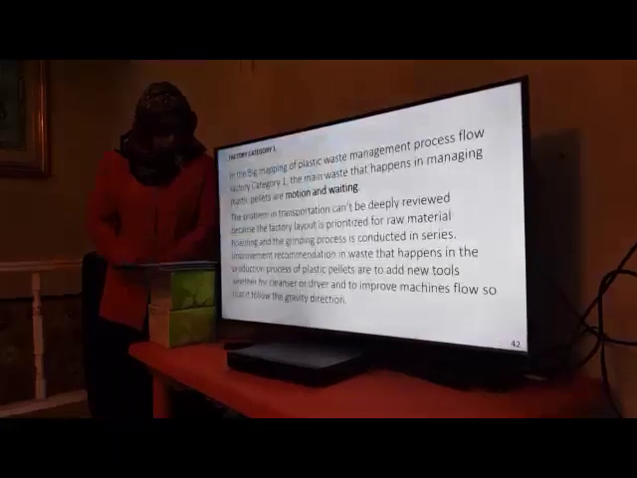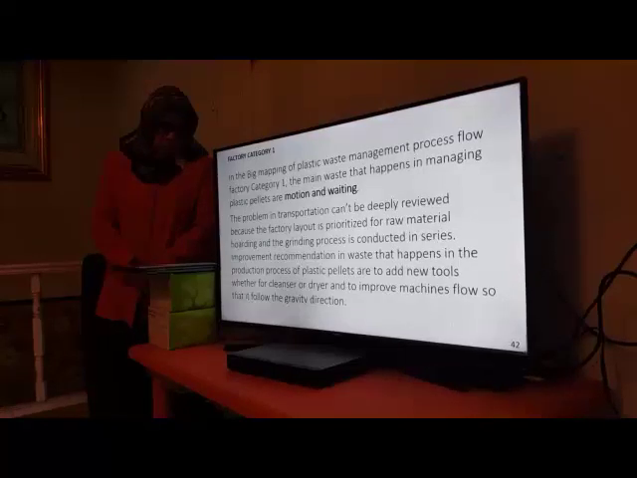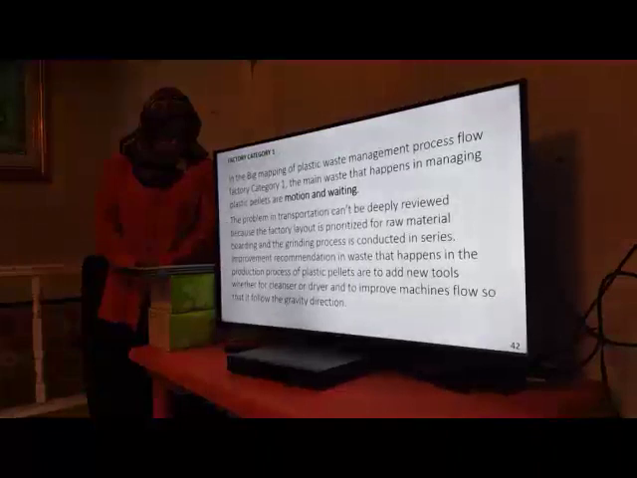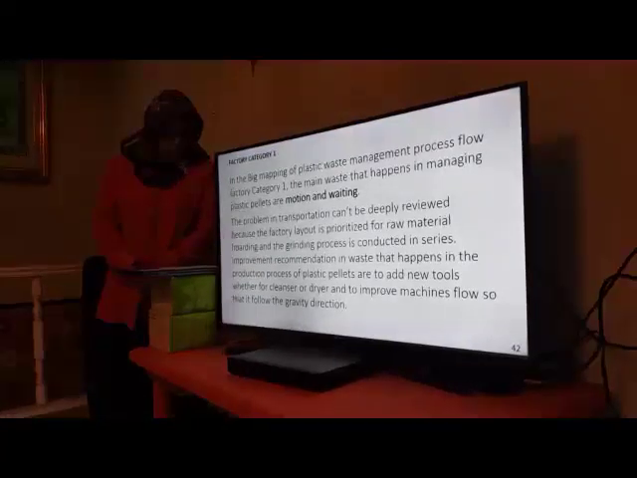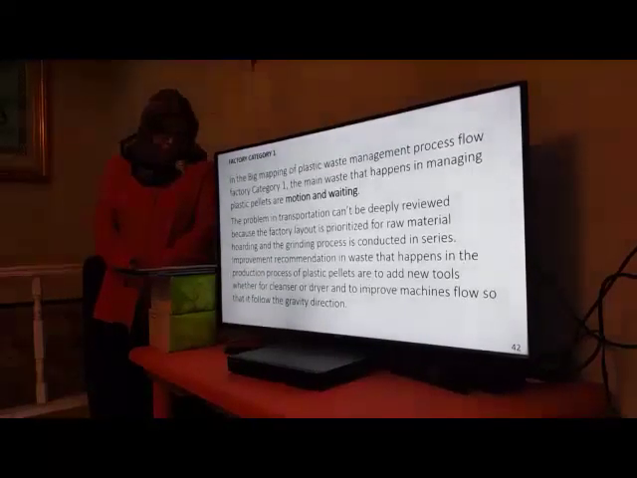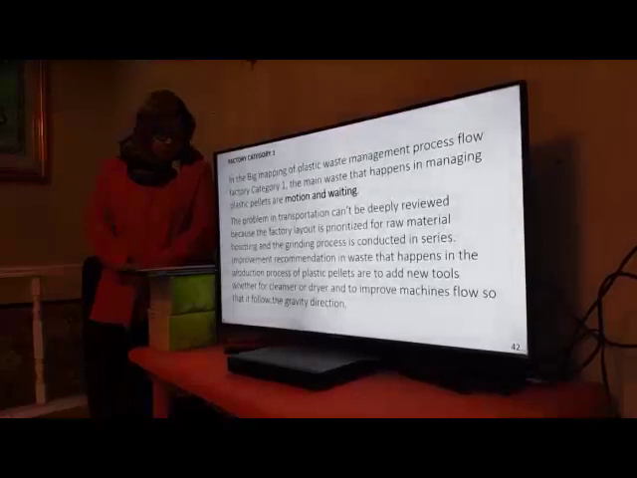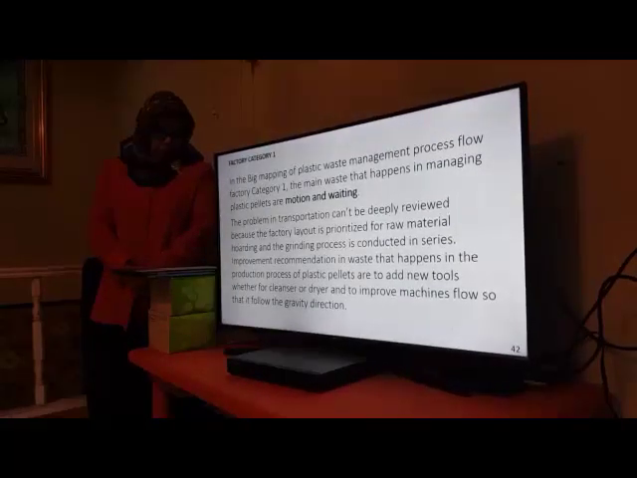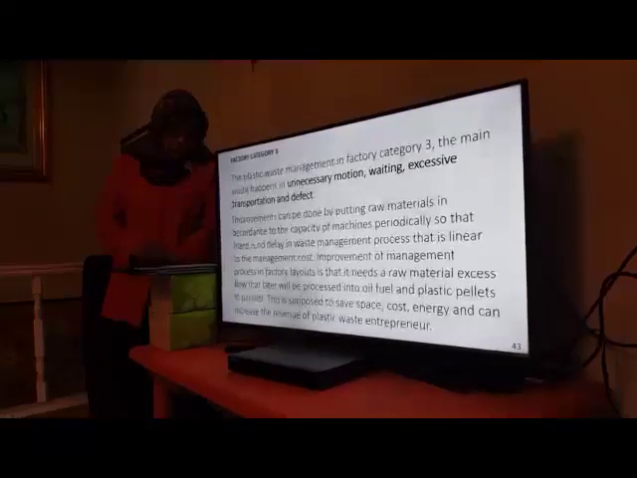The conclusions: this is the big picture mapping of the plastic waste process flow for category 1. The main wastes in managing plastic pellets are motion and waiting. Transportation cannot be declared waste because the priorities for raw material handling and the grinding process are conducted in series. The improvement recommendation for waste in the plastic pellet production process is to add new tools, whether a cleanser or dryer, and to improve the machine so it follows the gravity direction.